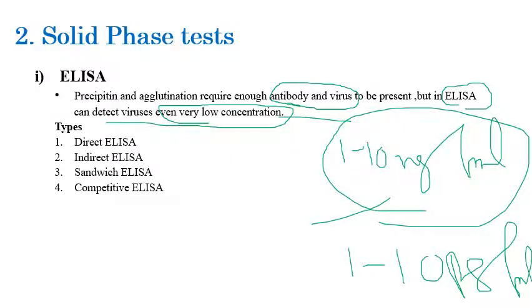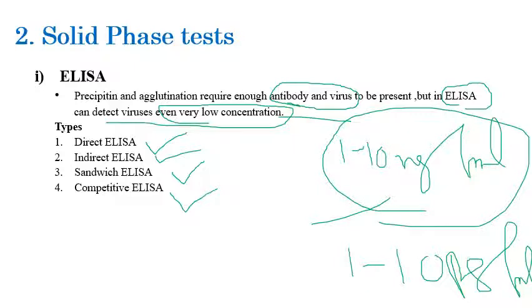Picogram is smaller than nanogram, so we have to know these dimensions: picogram, nanogram, milligram. Then only can we identify which one is bigger and which is smaller. The sensitivity of ELISA is 1 to 10 nanogram per ml, whereas the sensitivity of PCR is 1 to 10 picogram per ml. Different types of ELISA exist: direct ELISA, indirect ELISA, sandwich ELISA, competitive ELISA.